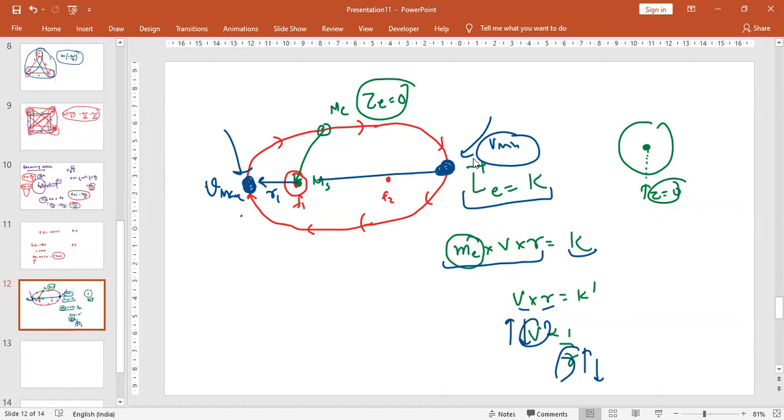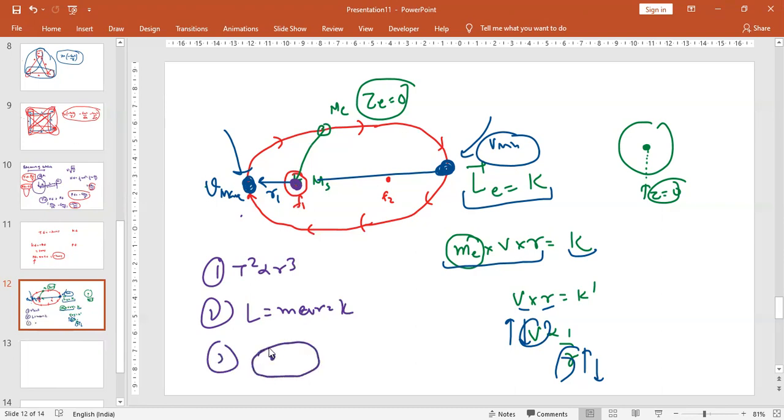And the other law of Kepler says that the sun is situated at one of the foci and the earth is moving in an elliptical orbit around the sun. So these are basically your three laws of Kepler. The first law says that T squared is directly proportional to r cubed. The second law is about angular momentum, that angular momentum is constant with time. And the third law says that the sun is at one of the foci and the earth is moving in an elliptical orbit around the sun.